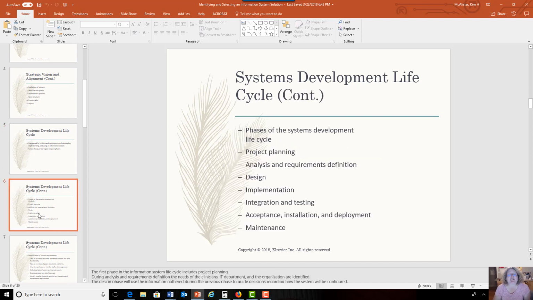So we want to look at the phases of the system's development life cycle. So we're going to take a look at that. When we have a systems development life cycle, the first thing we're going to do is plan. We're going to figure out what we're going to do.